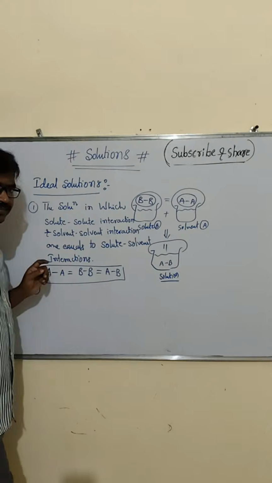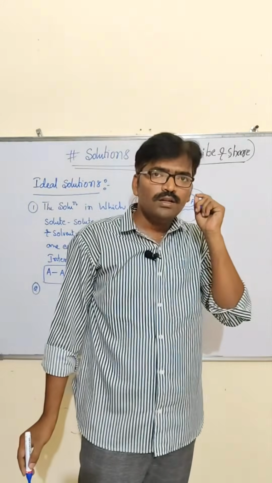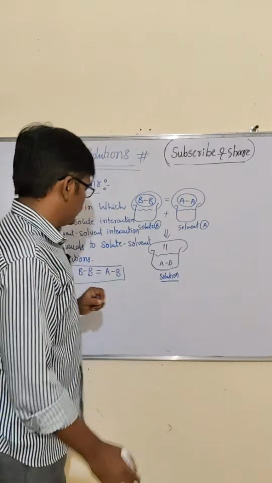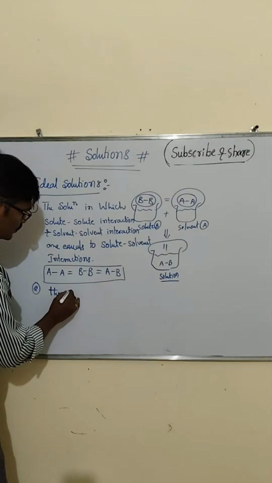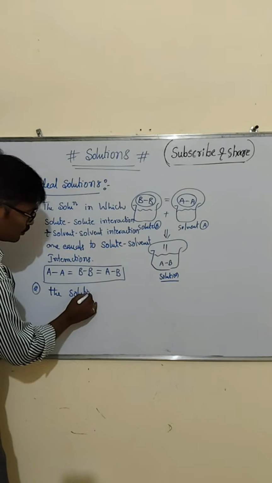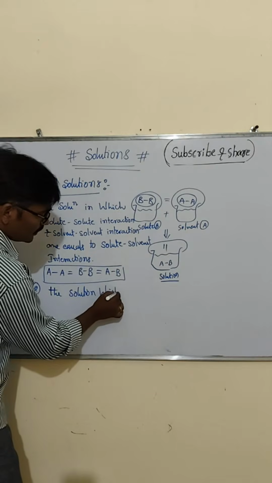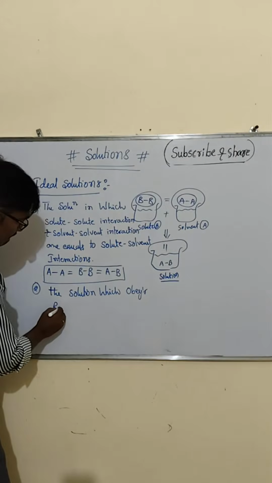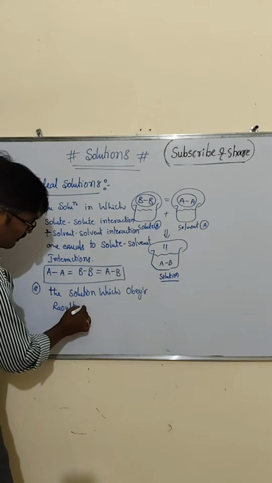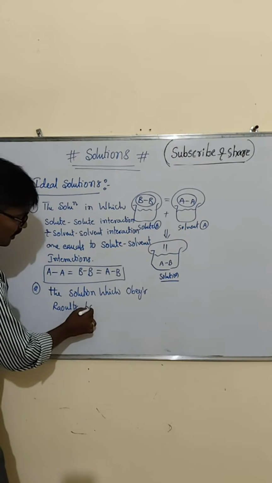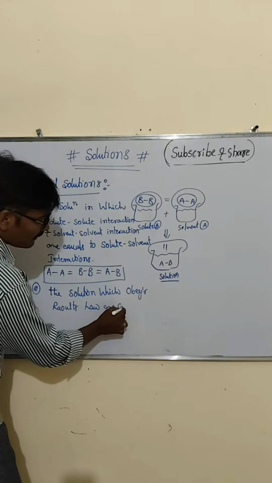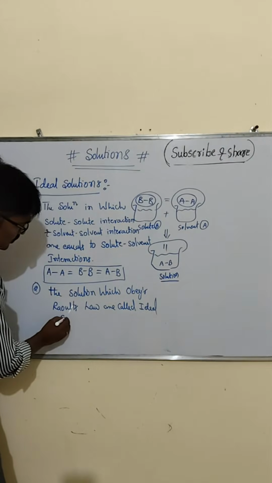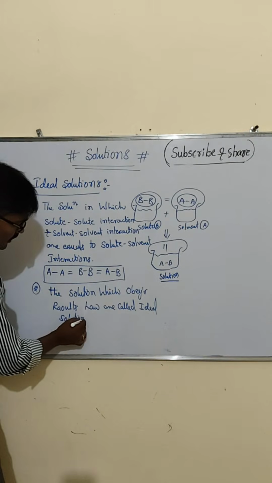Then the second point, I told you previously itself: the solution which obeys Raoult's law we call an ideal solution. Okay, these two points, understand them too.